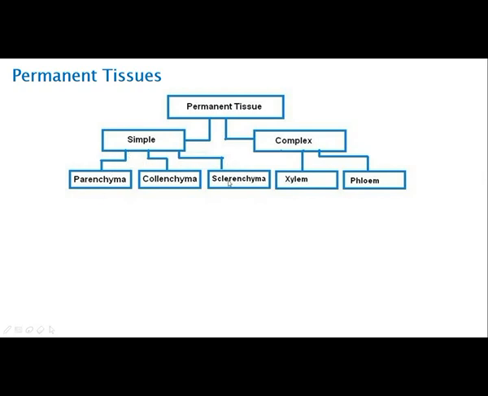Again, the simple permanent tissue can be of three types, that is the parenchyma, collenchyma and sclerenchyma, whereas the complex permanent tissue can be of two types, the xylem and the phloem. The simple permanent tissue is called so because it is made up of cells which are similar in structure and function, whereas the complex permanent tissue is called so because it is made up of different types of cells.